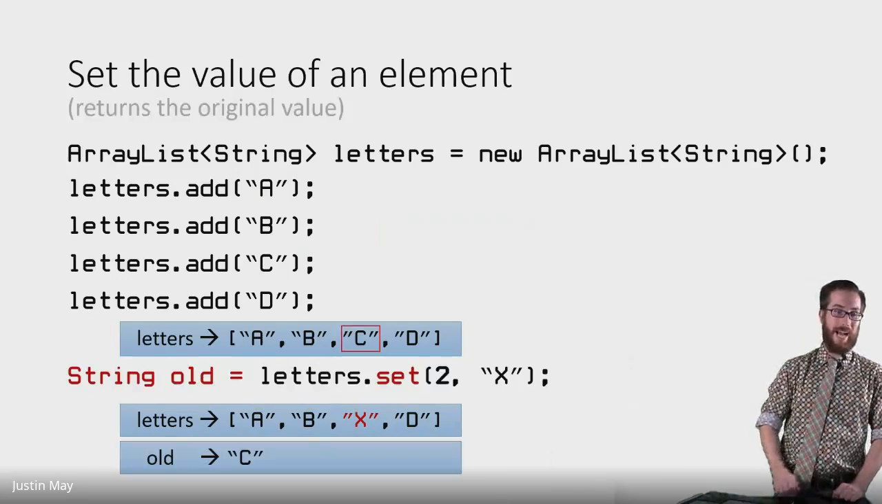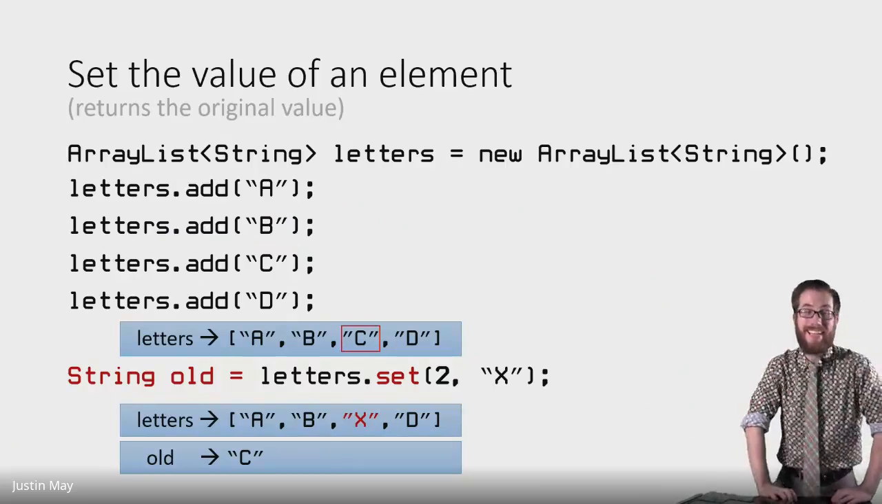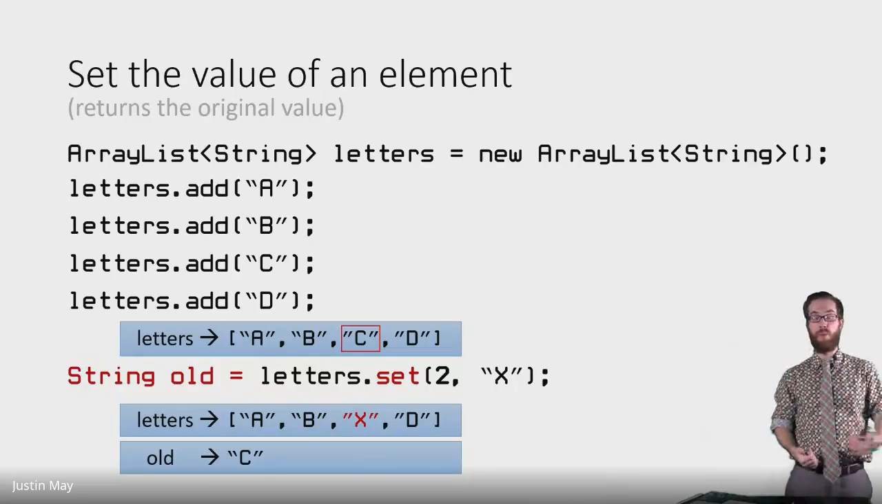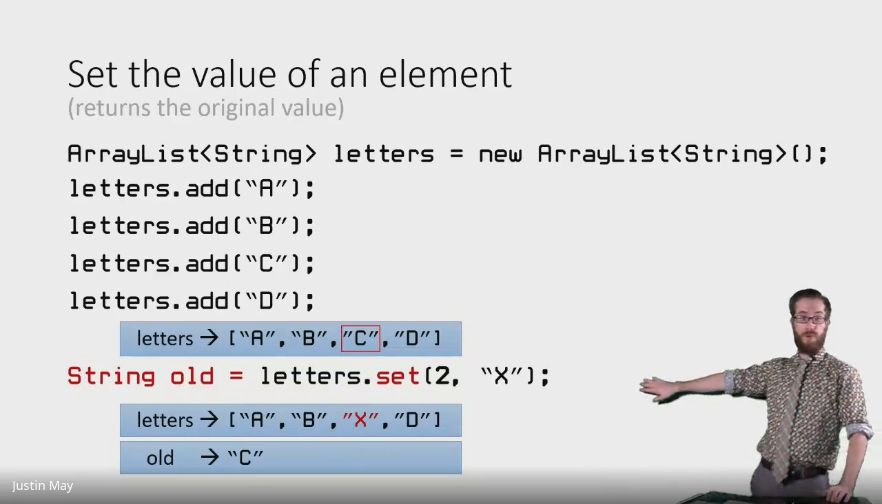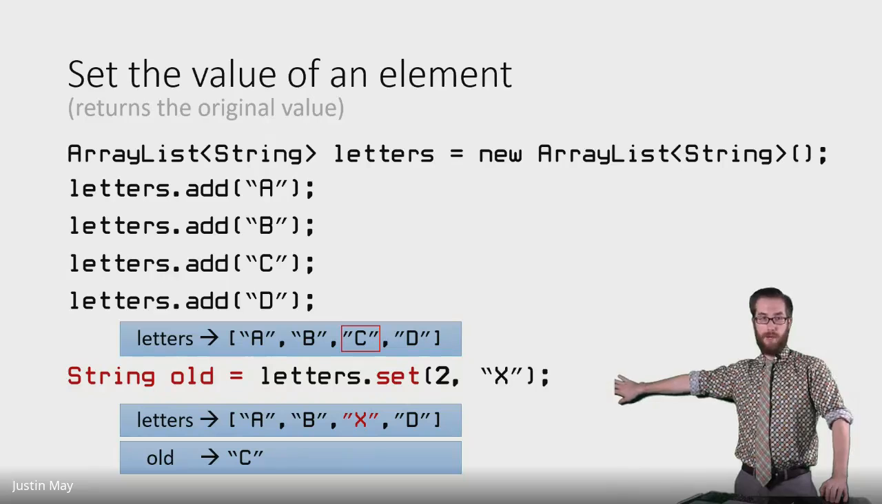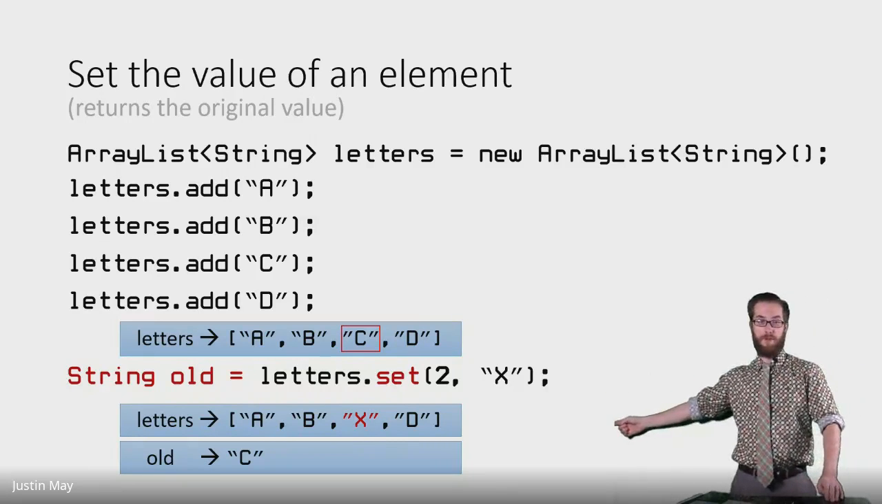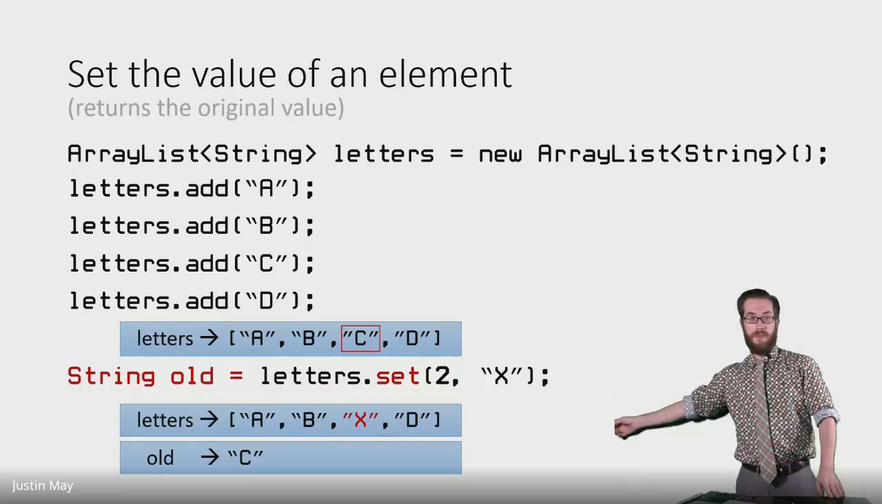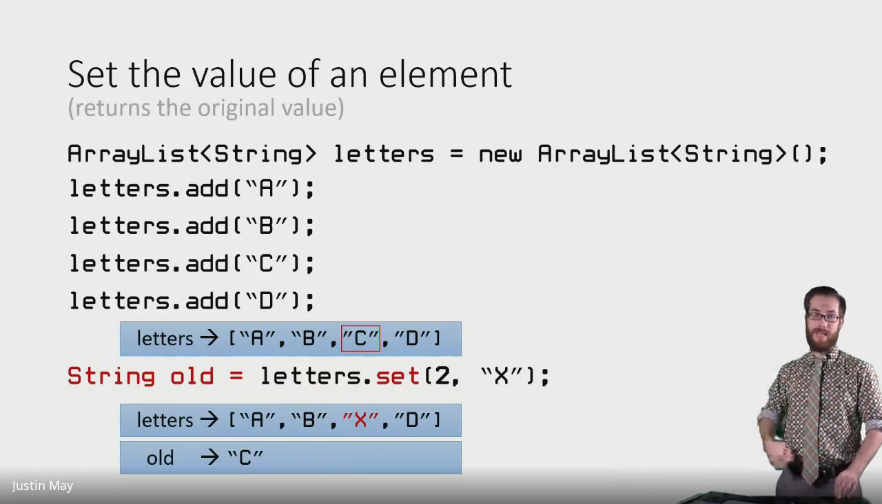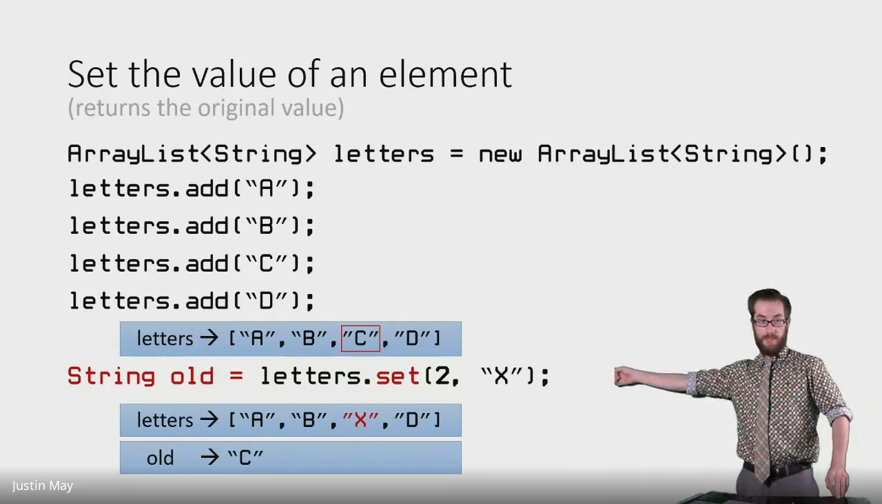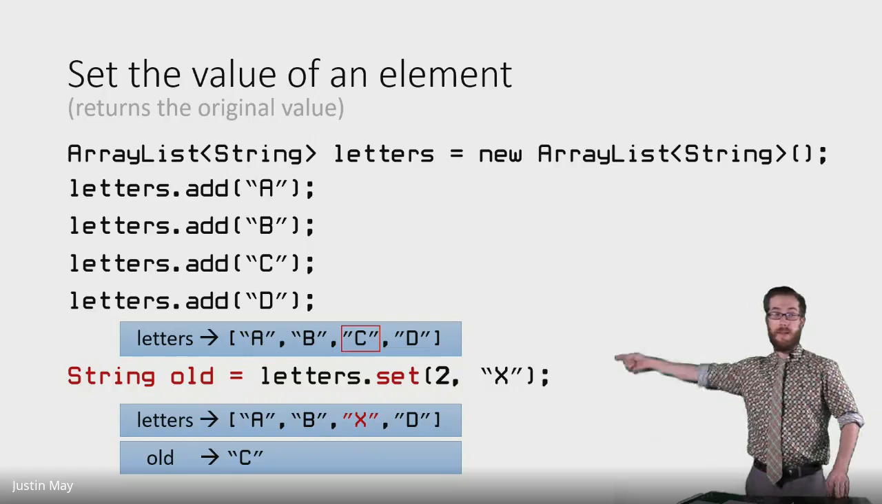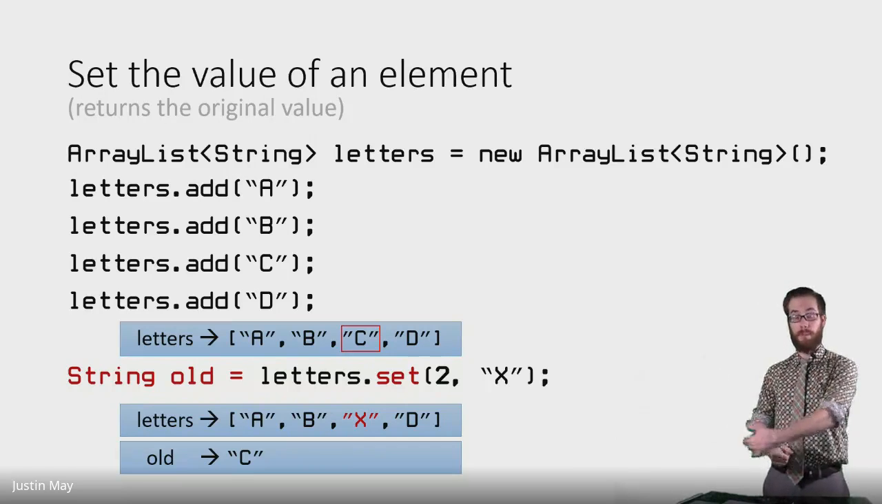Okay. What's actually neat about the set method is it returns the value that was replaced. So you can assign this method call set to a variable, and what will be stored in that variable is the original value from index 2. So in the list, index 2 becomes x, but this variable old that I created, it gets the value C, because C was the value that got replaced.